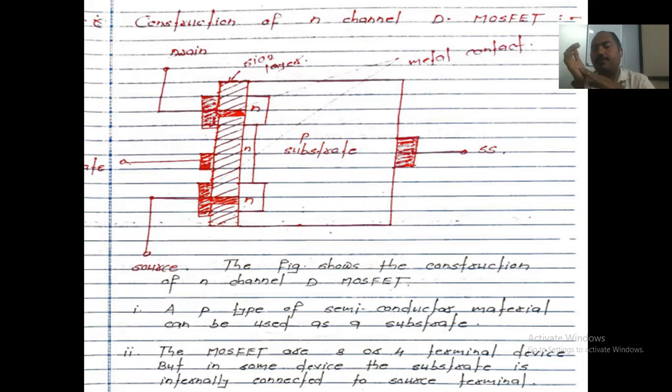In a field effect transistor, the channel is the middle portion. Between the two P regions, there is a middle portion, which indicates the channel. Here also there is a channel. Does this substrate act as a channel? Is it correct?